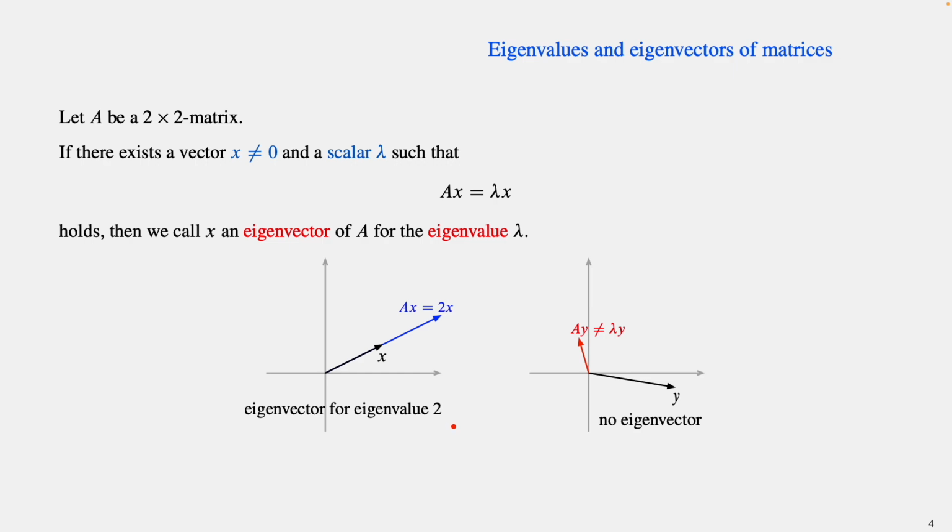Here's an image for this. So suppose this x is an eigenvector for the matrix A. This would mean if we apply A to x, then the result would just be some multiple of x. So for example, here x is mapped to 2x, so the eigenvalue would be 2 for the eigenvector x. And if some vector y is not an eigenvector, that means that if we multiply it by A, the resulting vector would not be a multiple of our original vector y. So it's actually a very, very simple idea.